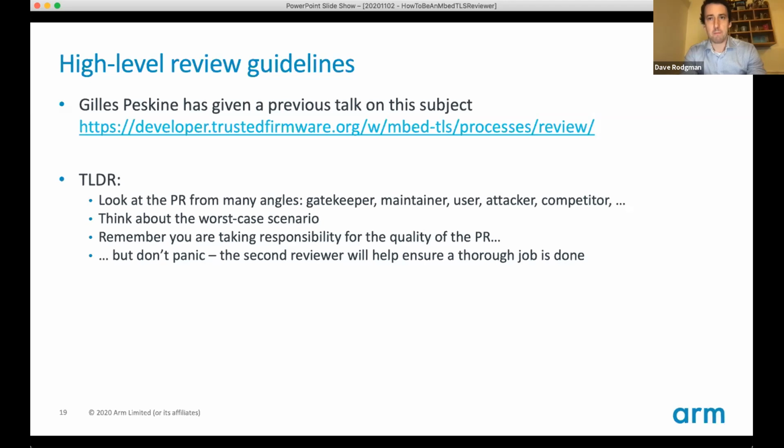Think about the worst case scenario. So be a little bit negative, a little bit paranoid about the PR. Does it introduce risk? And then the bottom two bullet points balance each other a bit. As a reviewer, you have some responsibility for the quality of the PR. You are signing off on it. But at the same time, there is also a second reviewer, so it's not all on one person. There's support there. So it's not a sole point of responsibility.